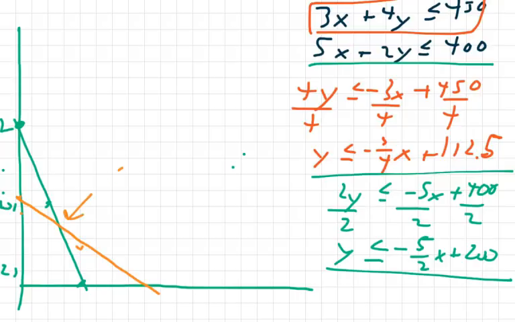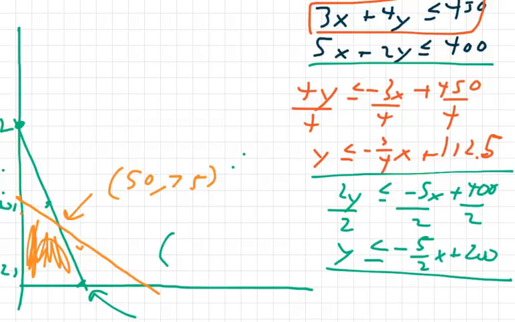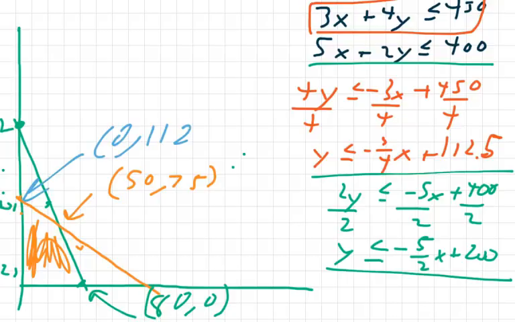I'm going to use my calculator to find the intersection point over here, which turns out to be 50.75. This is the shaded area. This point is pretty obvious. It turns out to be at, alright, so this green one is going to be at 80, 0, and this one is at 0, 112.5 because that's the y-intercept we had.